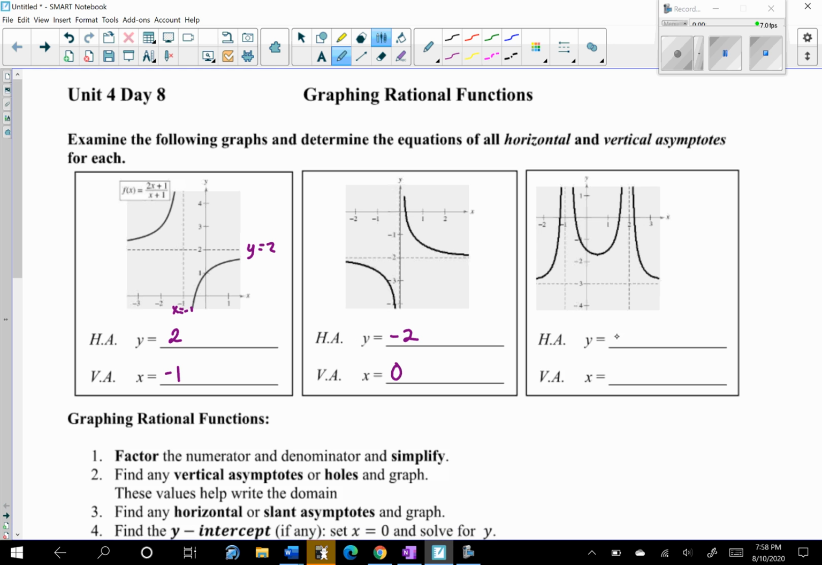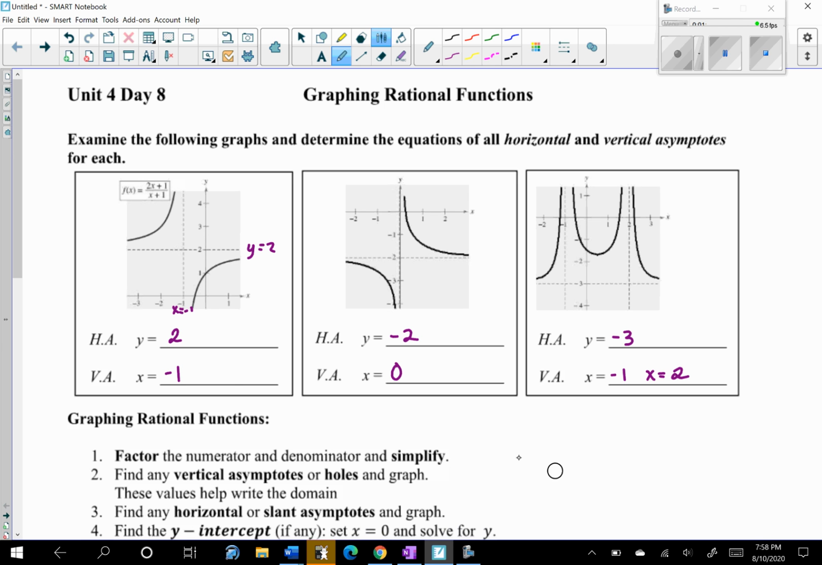Looking at the next one, we have a horizontal asymptote at y equals -3, and we have two vertical asymptotes on this one, at x equals -1 and x equals 2.